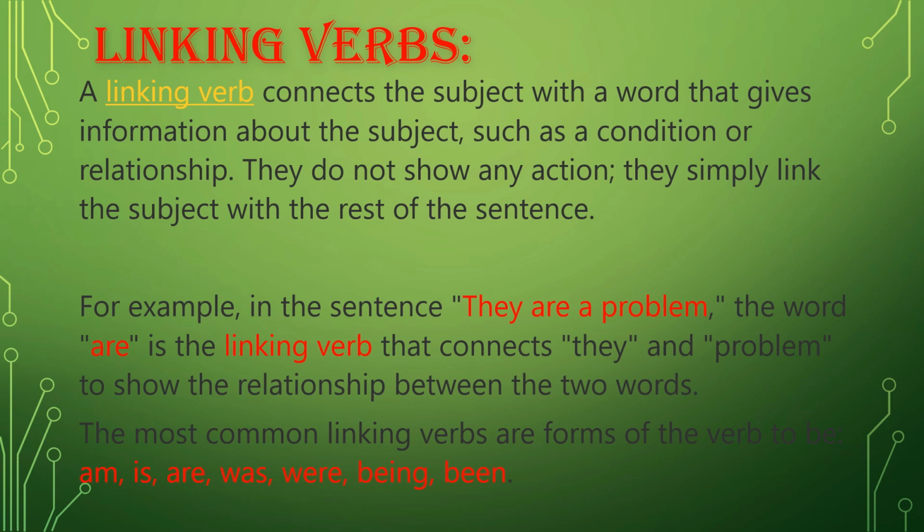Just now I said that: to be, to do, to have. To be comes under linking verbs: am, is, are, was, were, being, been. These are the linking verbs, or be forms, we say. Be forms are linking verbs.